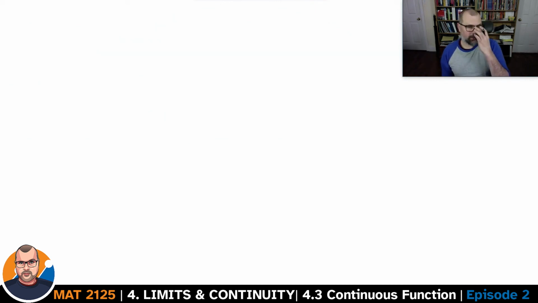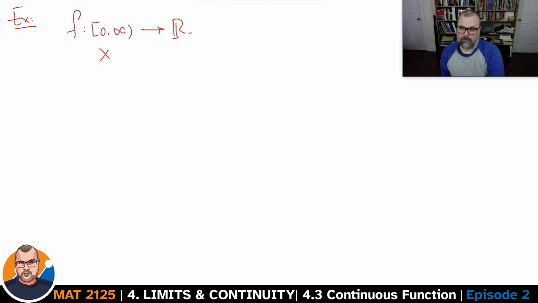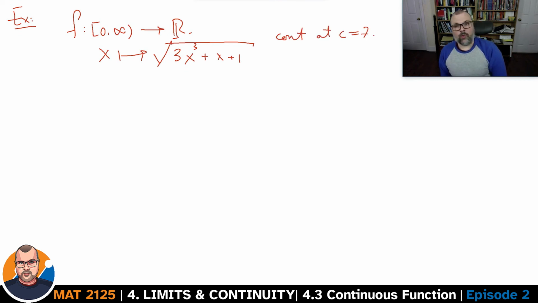Let's end this section with an example and a remark. Consider the following function. Every x, it sends to the square root of 3x cubed plus x plus 1. It is continuous at c equals 7. Why? Well, we know that 3x cubed plus x plus 1, what's going to play the role of f(x), is continuous. It's a polynomial, so it's continuous at c equals 7. And the square root function is also continuous. So I have composed here two functions which are continuous.